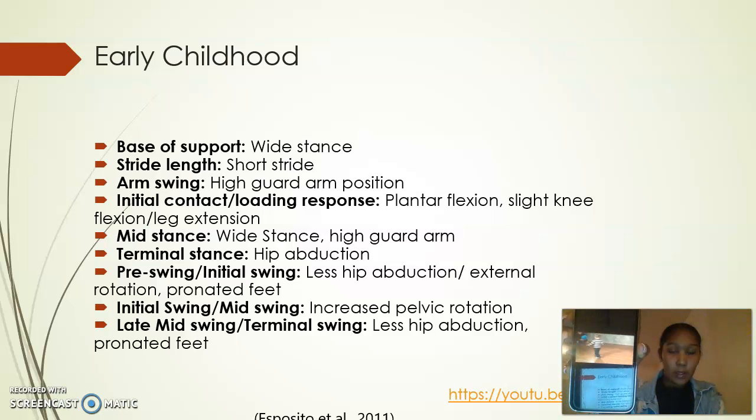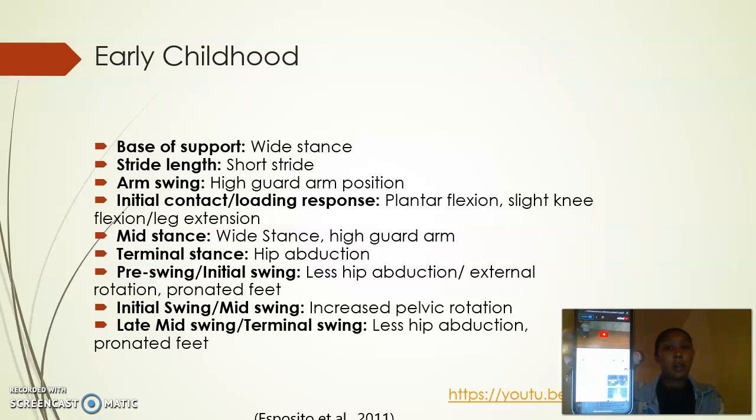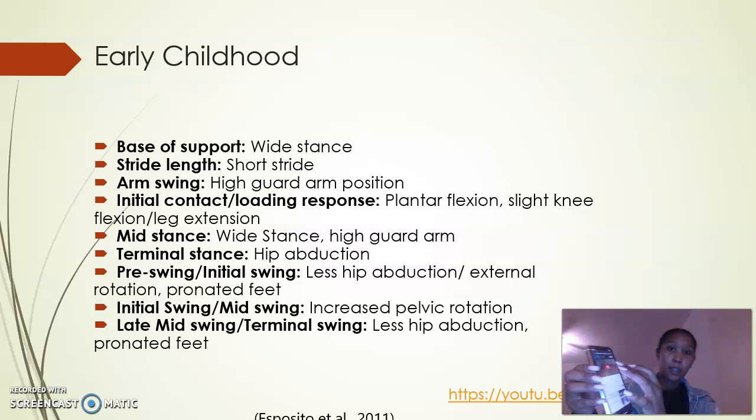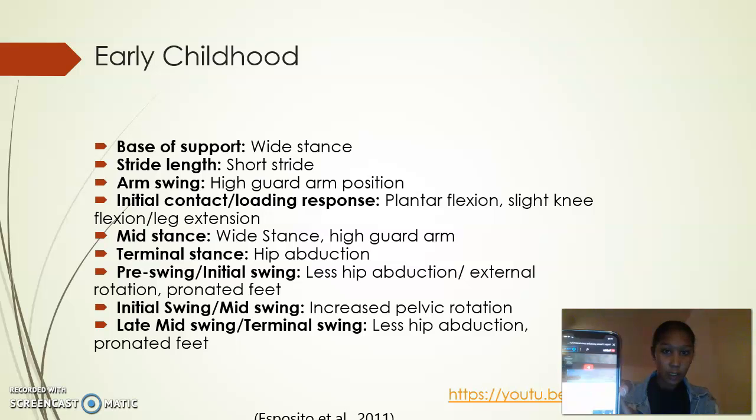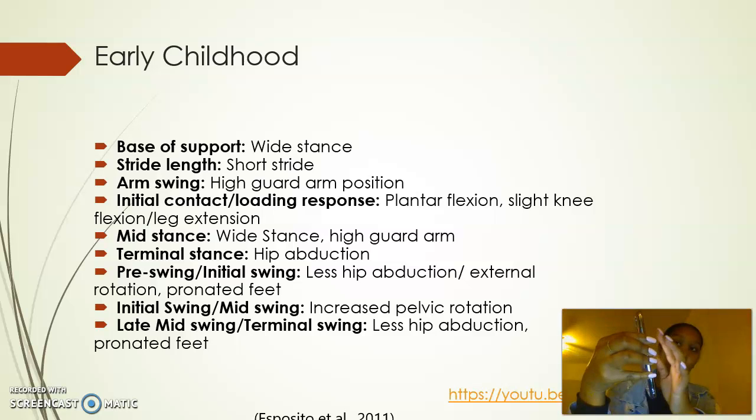Let's see if I can play it again. You can also notice some plantar flexion and there's slight knee flexion along with leg extension. They have a slightly wide stance. They still continue to have high arm guard. There's some hip abduction. I wish I could slow it down for you. On the pre-swing, you notice that there is less hip abduction. I can play it again for you.